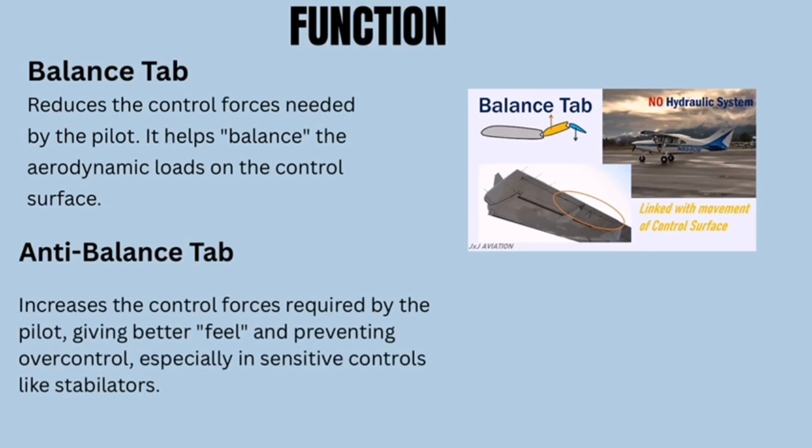The tab provides an additional aerodynamic force to hold the control surface in its required position and assists in the control surface deflection. So less force is required to move the control stick for movement of the control surface, and it makes flying the aircraft easier.